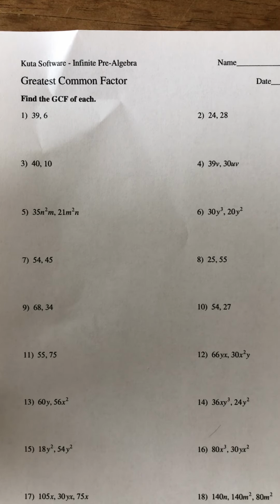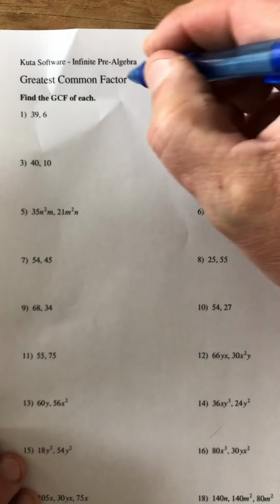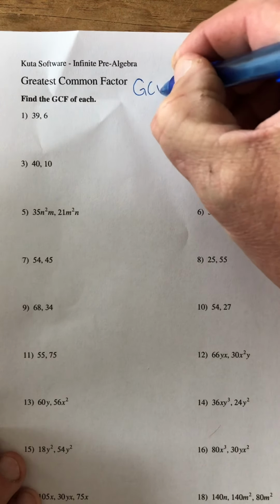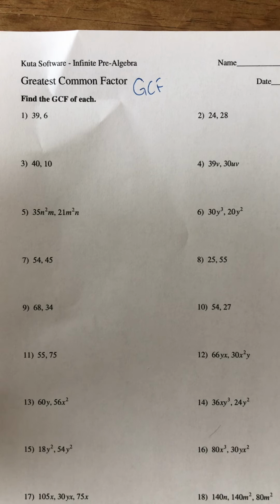Today we're going to start our factoring unit, and our first part of factoring is going to be called the greatest common factor, otherwise known as GCF, greatest common factor. Okay, today's going to be pretty simple. I just want to go through some example problems before you work on some of these on your own.